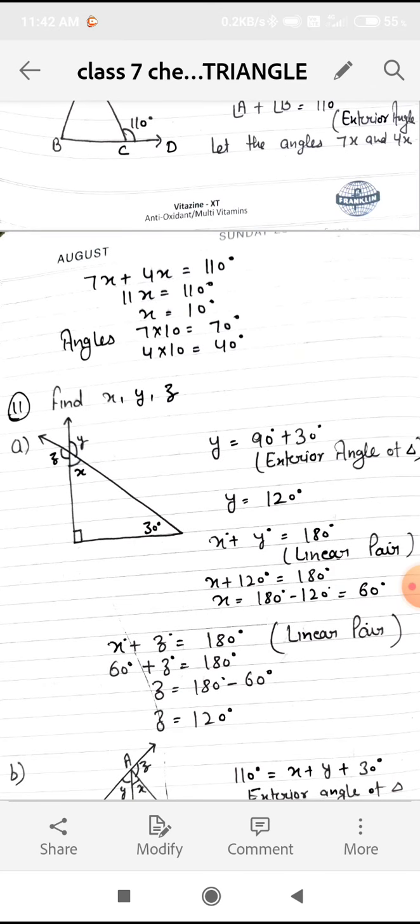Okay, here I have done it using a different property. So what I want to say is, you can use different techniques to calculate the value of angles. This is your choice. From my side you are not restricted.